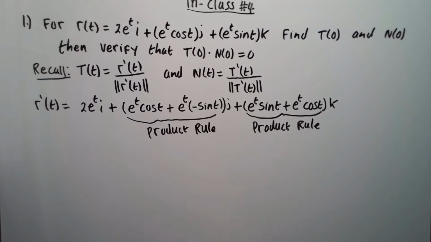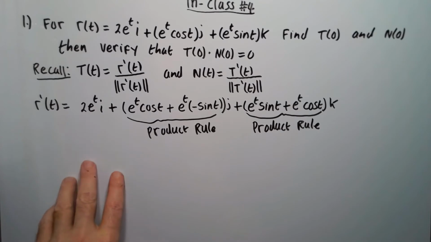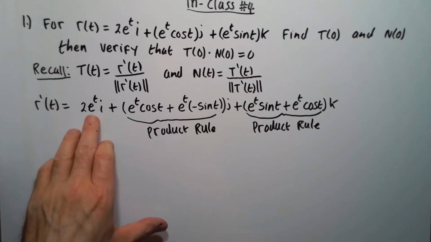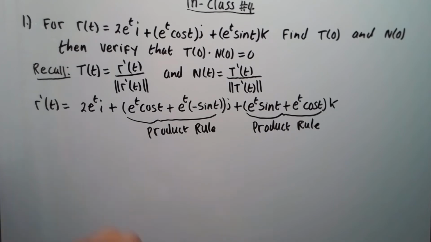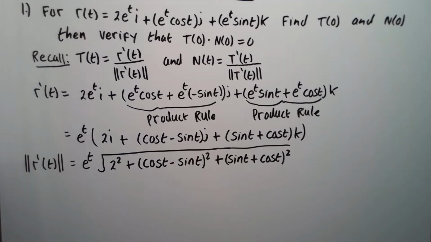Okay, let's next find the magnitude of r prime. Actually, maybe notice here I can pull an e to the t out of everything. Let's factor an e to the t out. Okay, so I factor an e to the t out of everything, so I get this. Now let's find the magnitude. The magnitude of r prime, I can put the e to the t out in front here, and it'll be square root of 2 squared plus this guy squared plus this guy squared. Okay, so let's expand this and this.